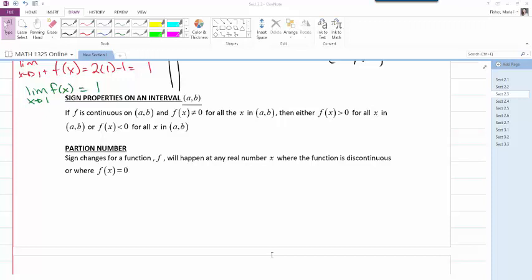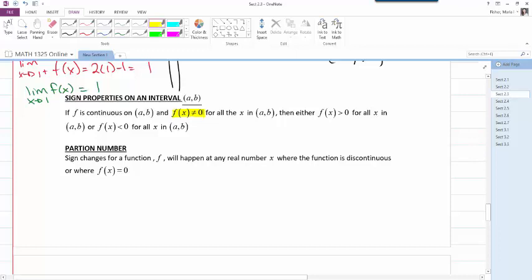The rest of this section is going to look at solving inequalities. So before we start solving inequalities, let's look at sign properties on an interval. What we're saying here is f is continuous. So some function is continuous over an interval from a to b, and the function is never equal to 0, which means it never crosses the x-axis for all the x's in (a, b).